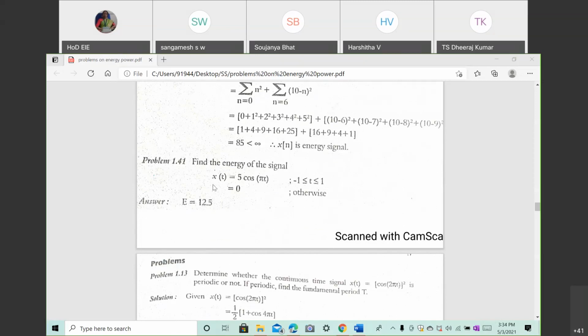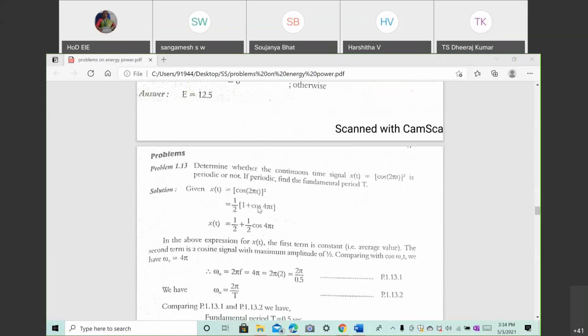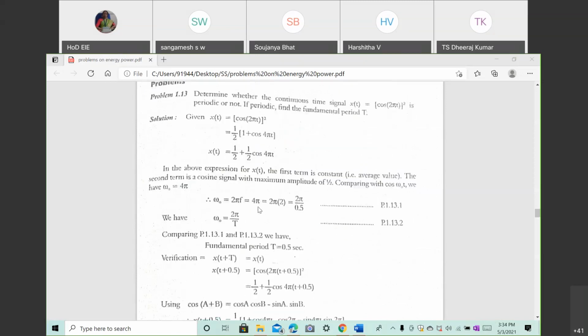Okay, you work out that. I'll start with the problems on periodicity next. And next, you can see the next page. These are the problems on finding whether the signal is periodic or not periodic. Periodicity, aperiodicity, or periodic signal or not periodic signal.